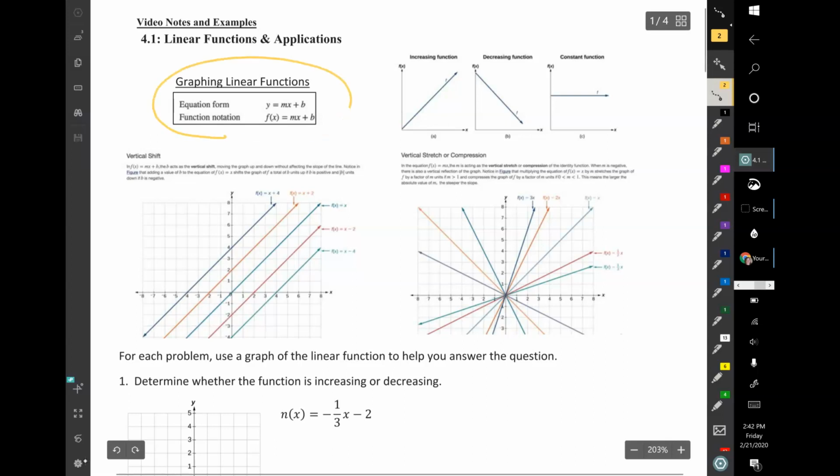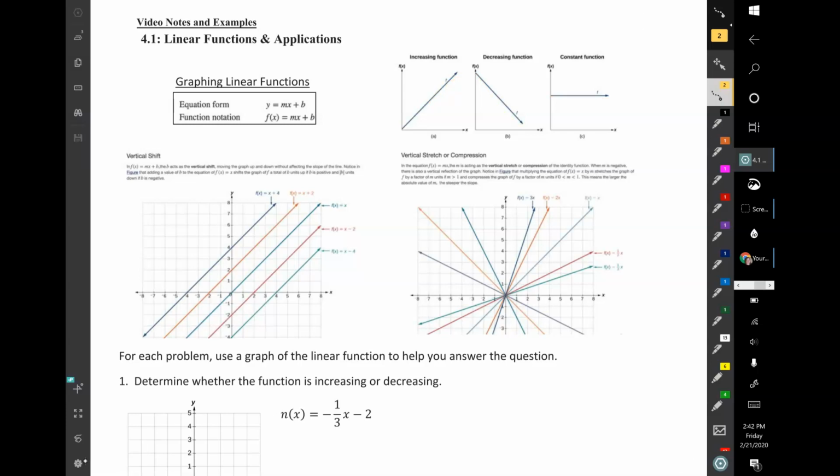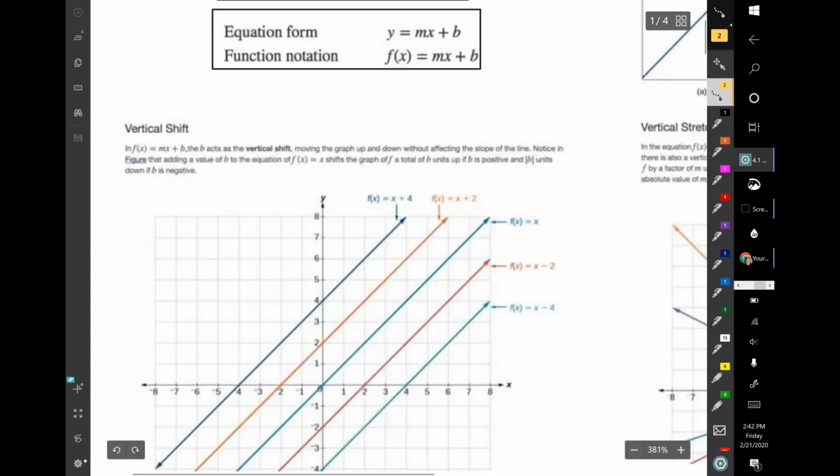So these are some notes condensed down for you. The equation form y equals mx plus b is the same with function notation. We just call it f of x equals mx plus b. We have increasing function from left to right, decreasing, and a constant function goes just straight across there. And vertical shift, let me blow this up a little bit here. Vertical shift in f of x equals mx plus b: the b acts as the vertical shift. So that's your up-down movement without affecting the slope of the line.